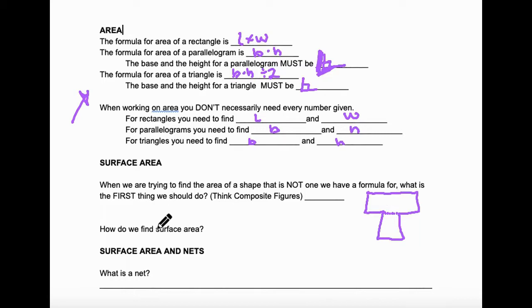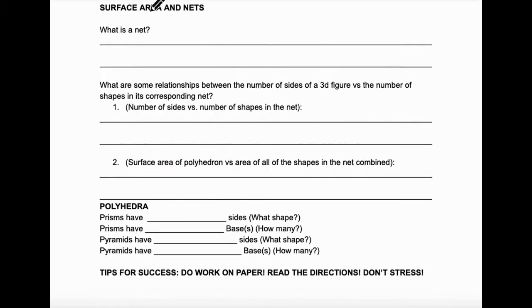So the next one, how do we find surface area? Well, we have to find the area of each of the faces and add them together. It's actually very similar to a composite figure in the sense that we're finding multiple areas and then adding them together at the end. So for surface area and nets, what is a net? Well, a net is really just a two-dimensional representation of a 3D figure. It's if we were to take some magical scissors to a 3D object, cut down the sides, and lay it down flat.